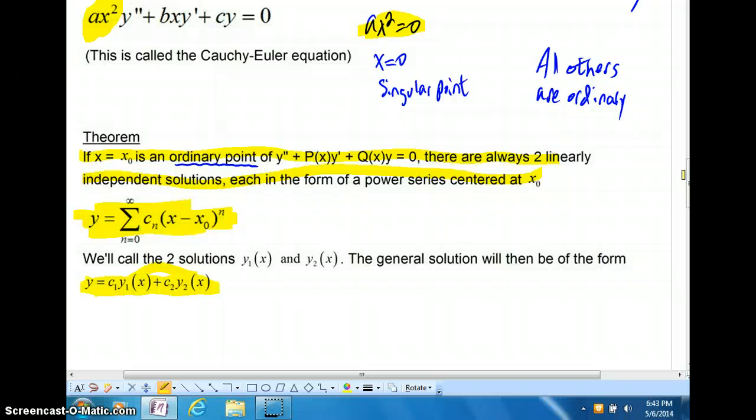As a big hint, remember yesterday on the video, we saw that we came up with two series solutions. We're going to do that in just a moment as well. The general solution is going to be y equals c1 times y1 of x plus c2 times y2 of x.